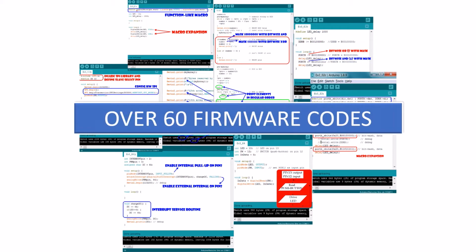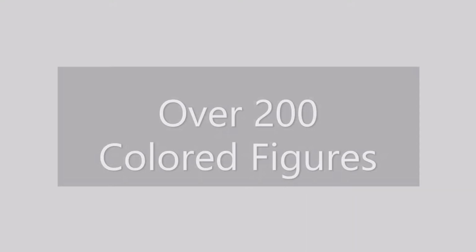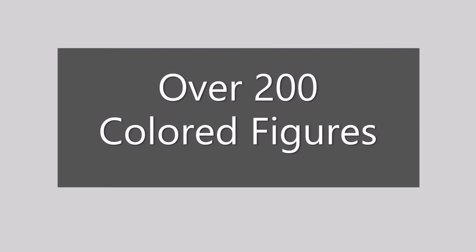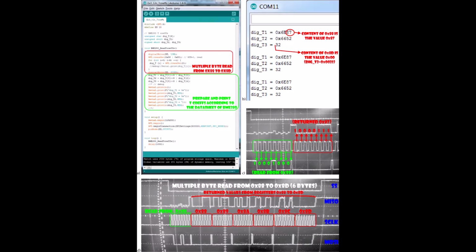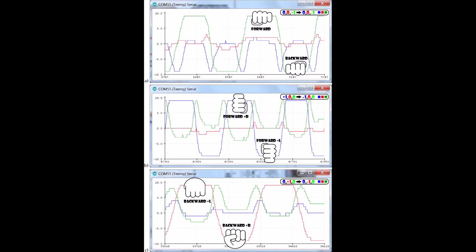examples. Learn by doing using over 60 firmware codes that constructively direct the learner's attention to a deeper insight of the involved procedures and tasks. Benefit from the over 200 colored figures incorporated by the book, depicting step by step the described processes, and providing metadata information of the topics under discussion.